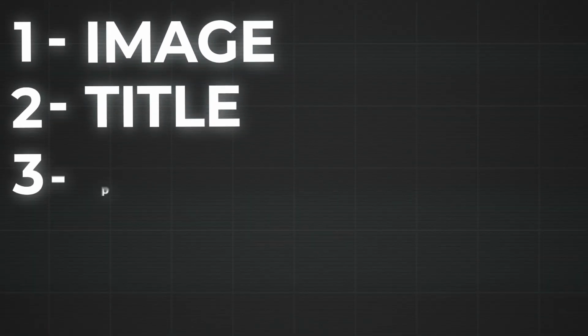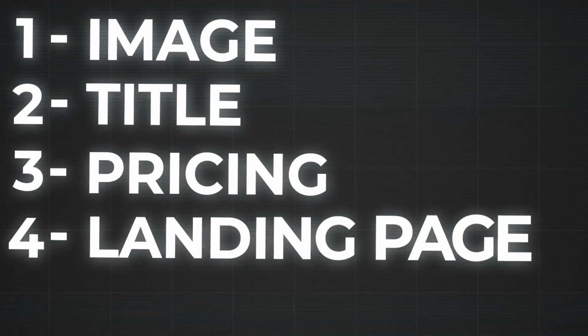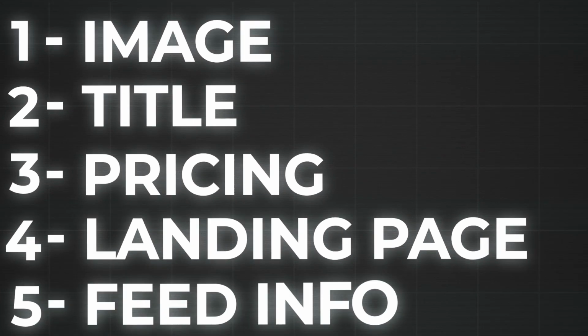Now, there's a few things you should absolutely A/B test. Doesn't matter the kind of order that you A/B test them within. But first thing you should always A/B test is the product image itself. Second thing, product title. Third, product pricing, which is followed by the landing page, and then the product feed information you add in the backend.